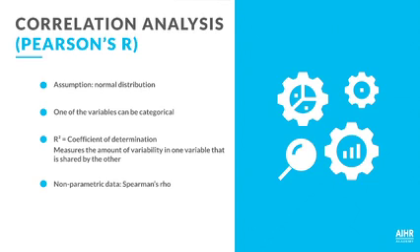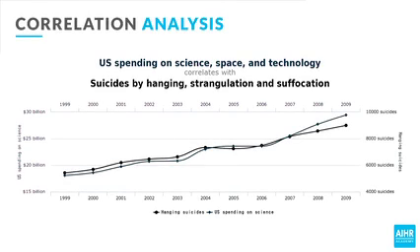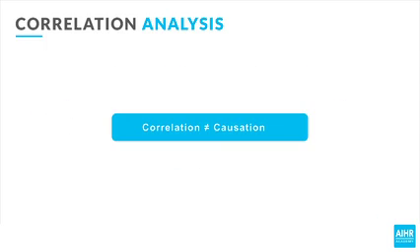And to emphasize the point that correlation doesn't equal causation, here's the association between US spending on science, space and technology and the number of suicides by hanging, strangulation and suffocation. You see, hey, the correlation is almost perfect, but there's probably not a cause and effect relationship between the two variables.